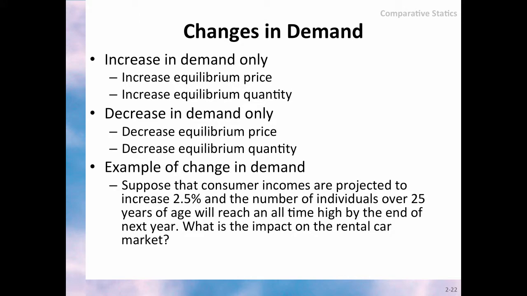First, one simple case when the demand changes but not the supply. In the example of this chart, the single event is that consumer income is projected to increase by 2.5%. The question is, what happens to the equilibrium? What happens to price? What happens to the quantity exchanged?